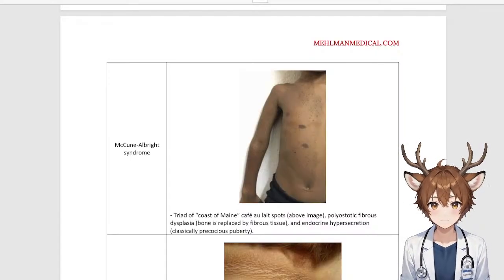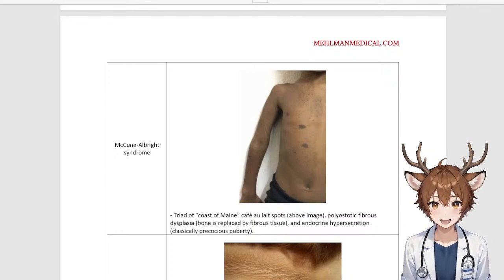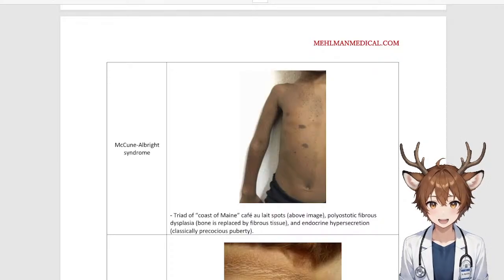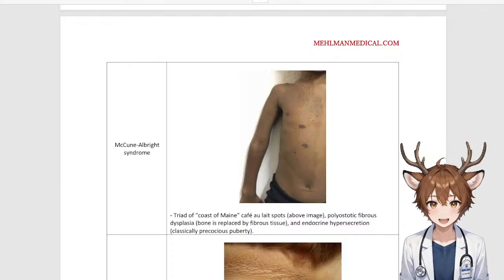McCune-Albright syndrome. Triad of Coast of Maine café au lait spots, Coast of Maine presentation, above image. Polyostotic fibrous dysplasia, bone is replaced by fibrous tissue, and endocrine hypersecretion, classically precocious puberty.